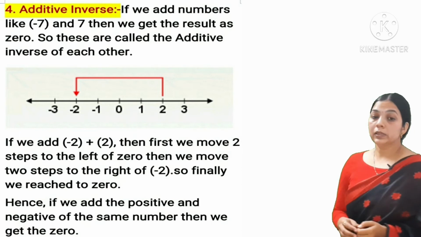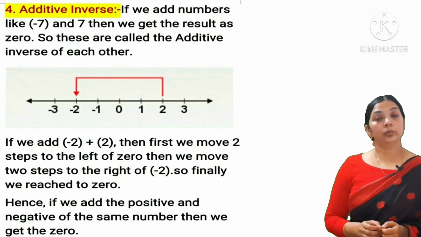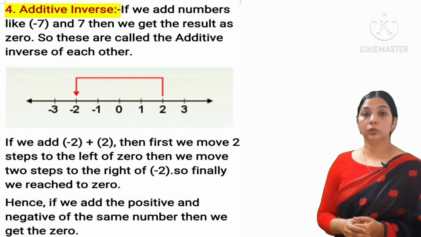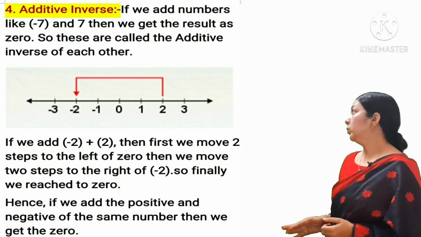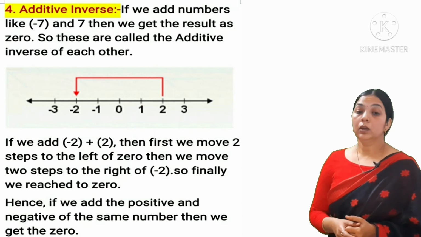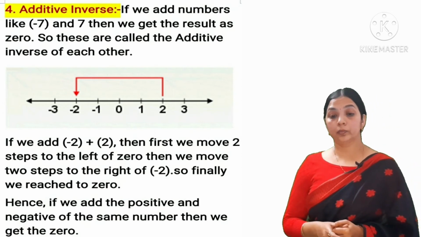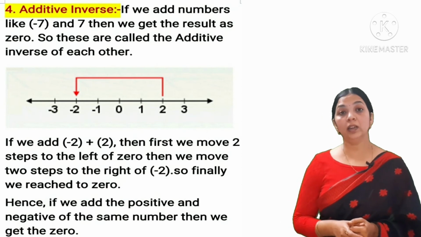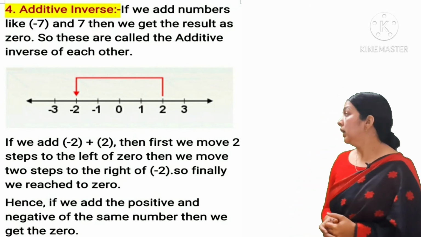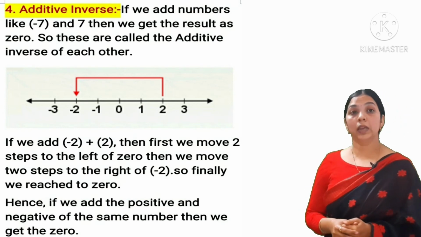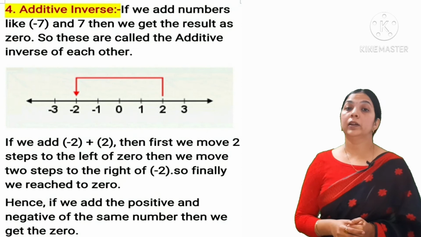On the number line you can see if we add minus 2 to 2, it will result in 0. So we move 2 steps to the left of the 0, and then we move 2 steps right of the 0, that is minus 2. So finally we reach at 0. Hence if we add two same integers with different sign, then it would result in 0.